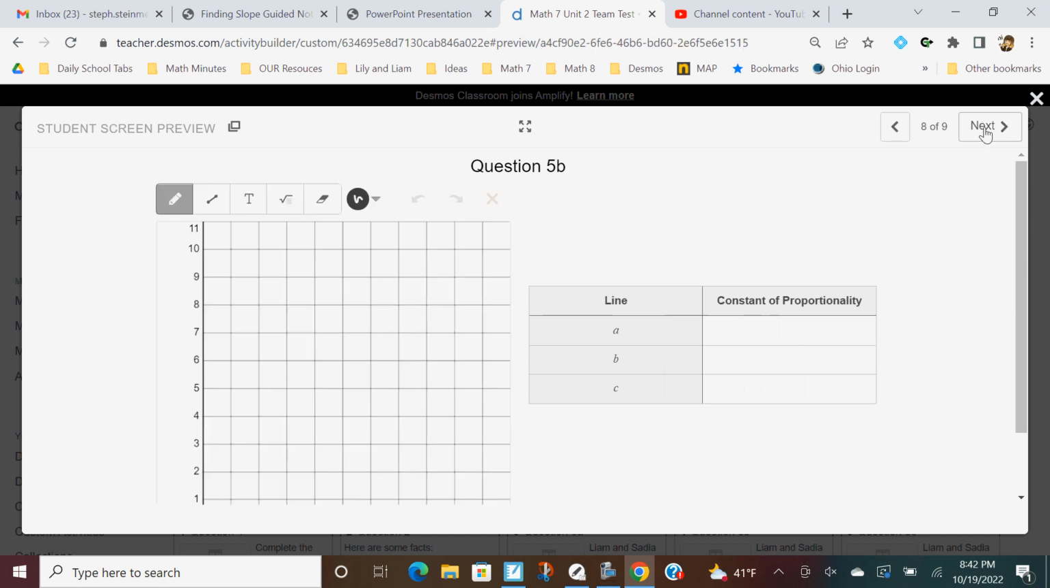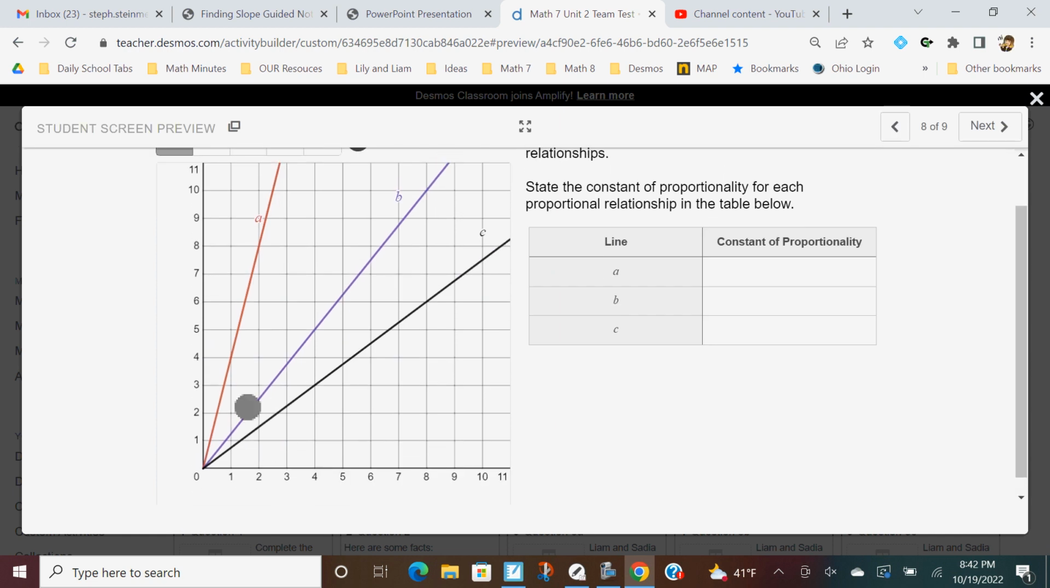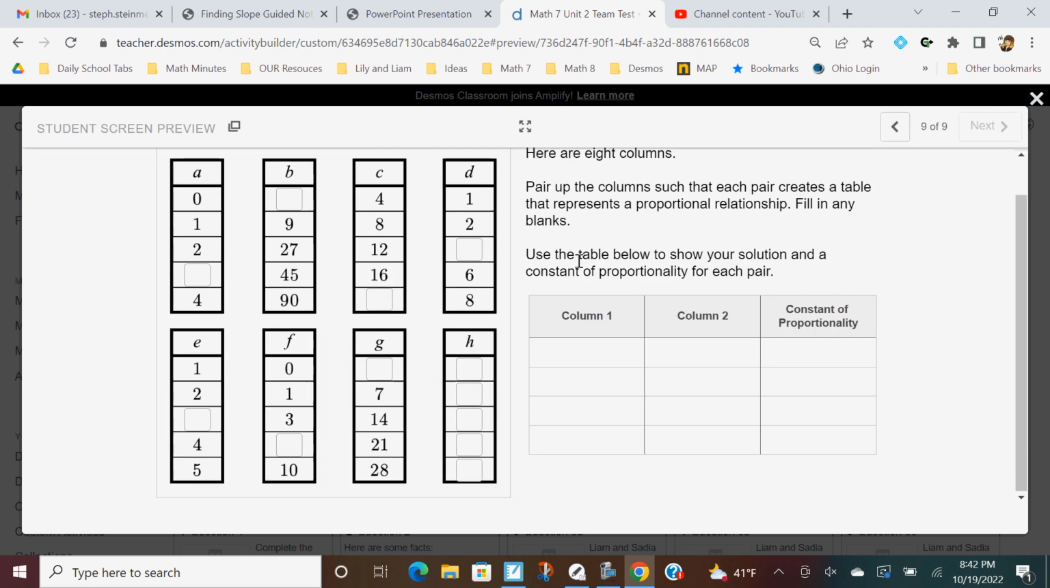Okay. All right. And then the last problem before the bonus was to find the constant of proportionality. So I knew that at 1 it was 4 for the red one. So my constant of proportionality is going to be 4. Also 4 divided by 1 is 4. For this one, I can't quite tell where 1 is. So I'm going to do 5 divided by 4. So it's going to be 5 over 4, or I can put in 1.25. And then C is at (4, 3). So it's 3 divided by 4, or 0.75. And then the bonus, I'm not going to go over because that was extra credit.